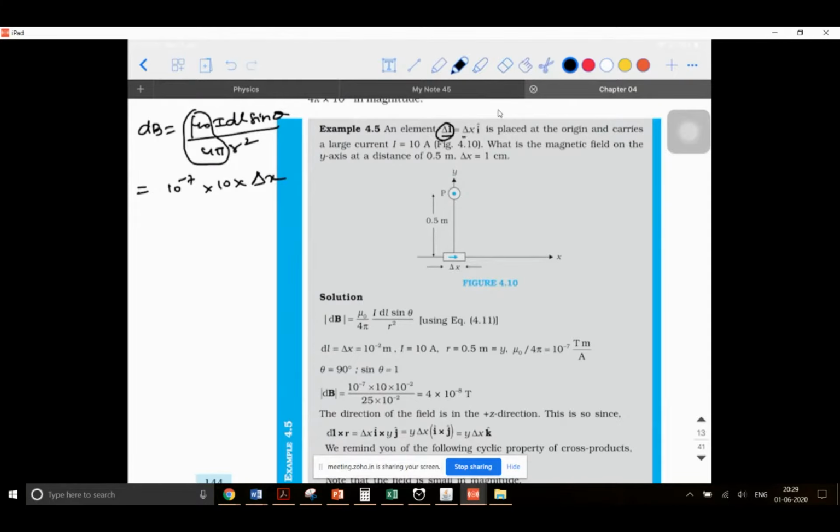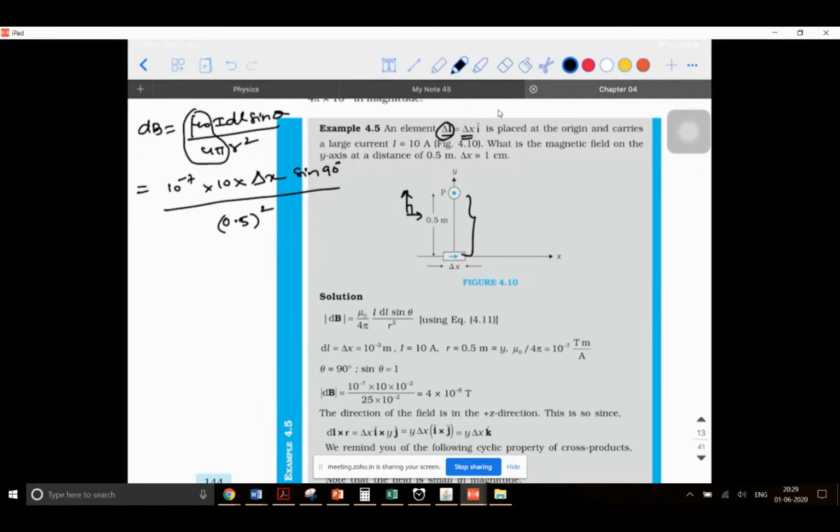What is going to be the magnitude of this? That is going to be delta x, right, sine of what? Sine of the angle between the current carrying element and the radial vector. If you observe, the radial vector is upwards, the current carrying element is to the right, so the angle between them is going to be 90 degrees. So sine of 90 degrees, the whole divided by r square, because mu naught by 4 pi I have already combined, r is 0.5, so it is going to be 0.5 meter.